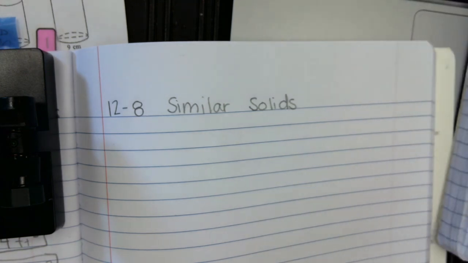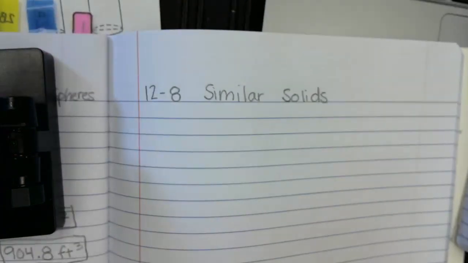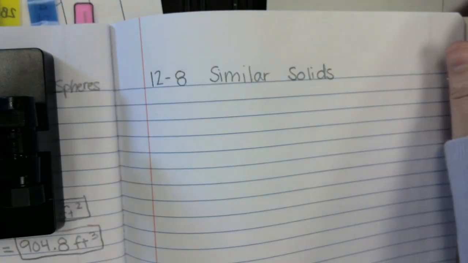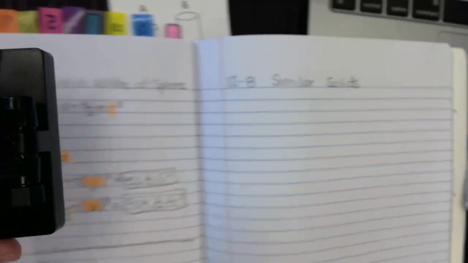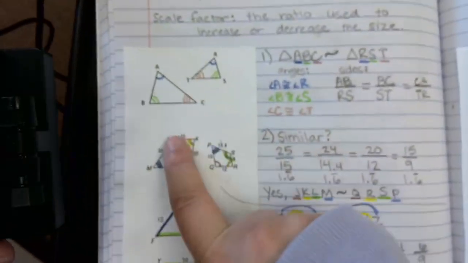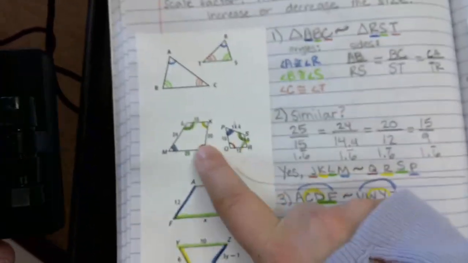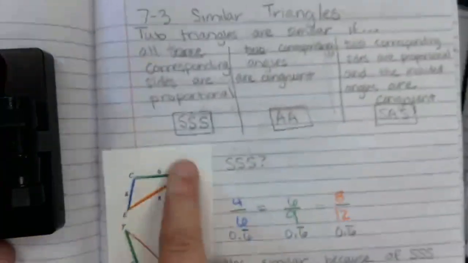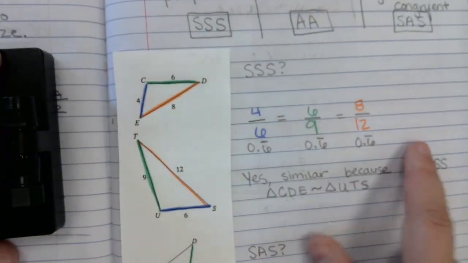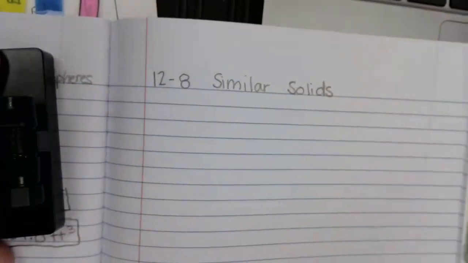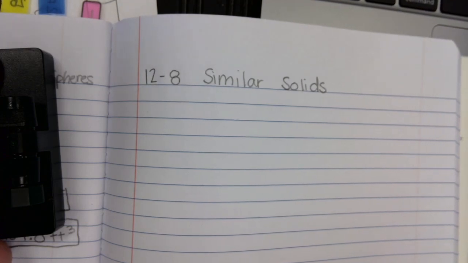All right, so 12.8, similar solids today. Going back to the idea of similarity, way back in chapter 7 is when we started talking about similar shapes. Remember, similar polygons are polygons that are proportional, so one's smaller and one's bigger. We set it up so that we looked at the sides to see if the sides were proportional and solved that. Today we're going to do the same idea, but now with solids. So one that's bigger and one that's smaller.